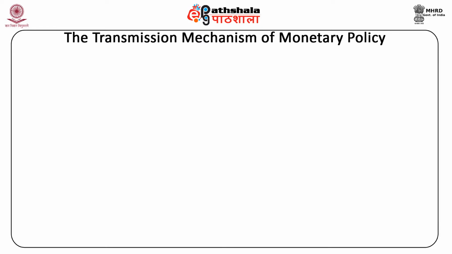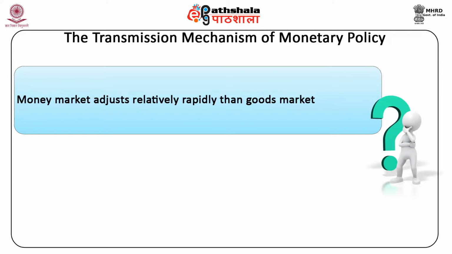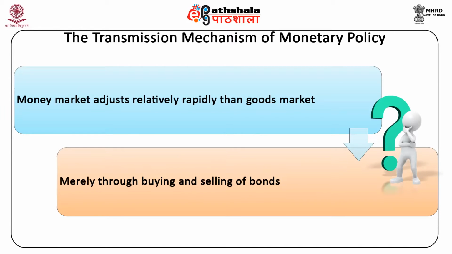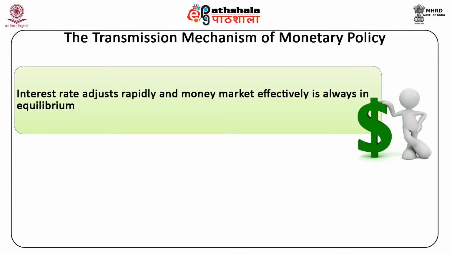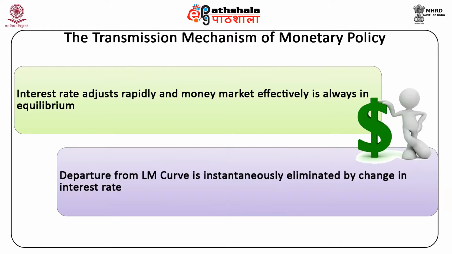Let us discuss the transmission mechanism of monetary policy. The money market adjusts relatively more rapidly than the goods market. This is because the money market can adjust merely through the buying and selling of bonds and other assets. The interest rate adjusts rapidly and the money market is effectively always in equilibrium. This assumption implies that when we are on the LM curve, any departure from equilibrium in the money market is almost instantaneously eliminated by an appropriate change in the interest rate.